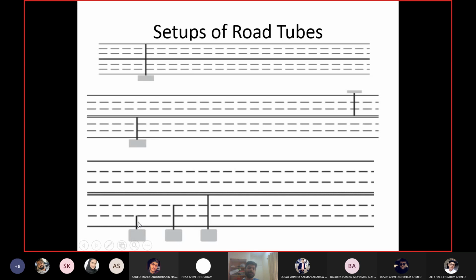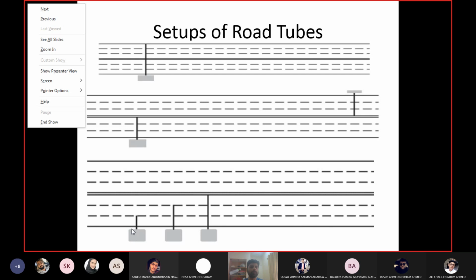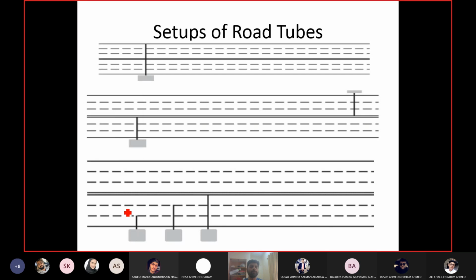Now, if you want the count in the first lane, no problem. This road tube, let me call it road tube 1, will give you the count for the first lane. If you want the count for the second lane, then you will take the count from road tube 2 and subtract it from road tube 1 to get the count of the second lane.